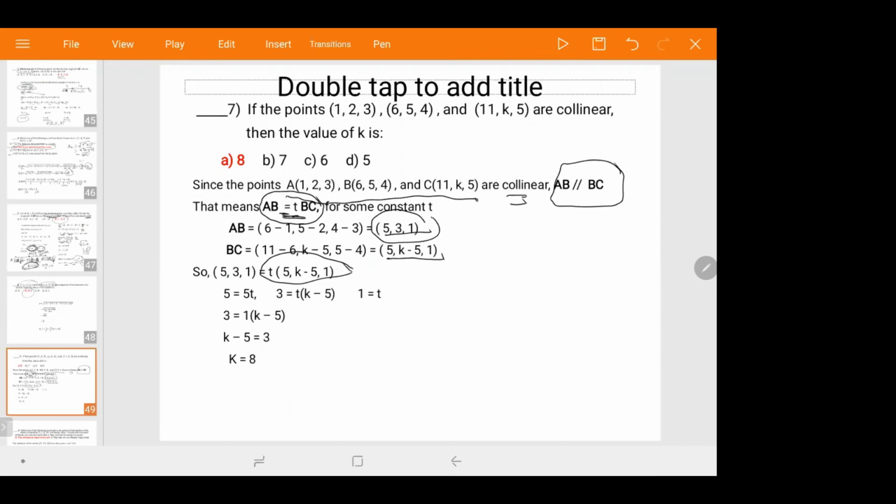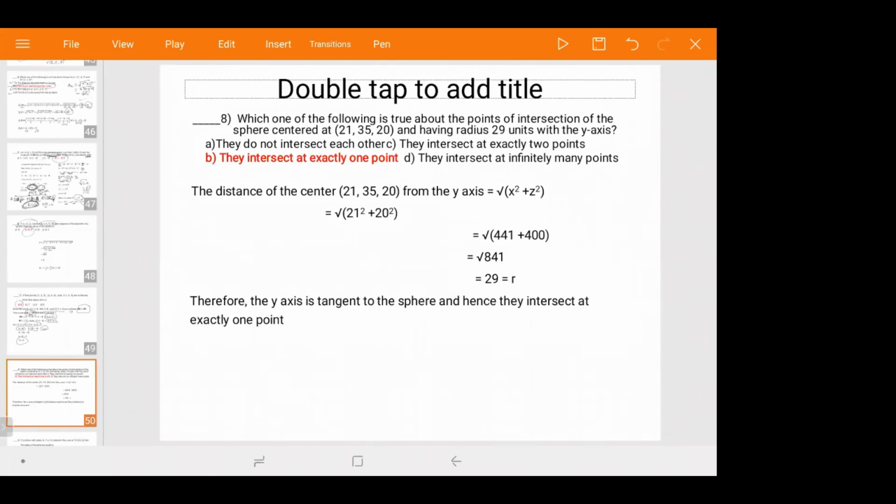Now, if you distribute this, 5t must be equal to 5. t times k minus 5 must be equal to 3. And the last one, t times 1 is t, must be equal to the z component 1. From this, t is 1, and 1 times k minus 5 is k minus 5 equals 3. From this, k will be what? 8. Therefore, in order for these 3 points to be collinear, the value of k must be 8. Therefore, the answer is A.